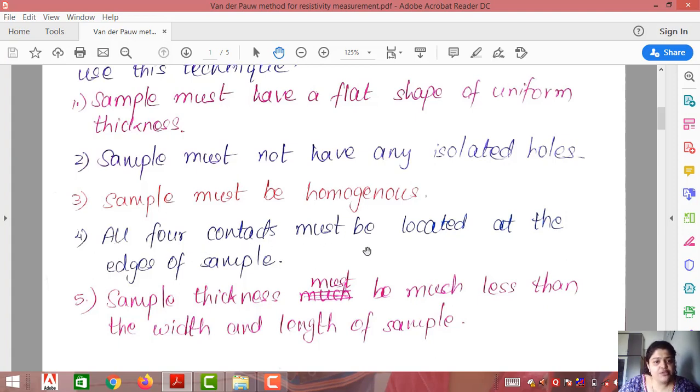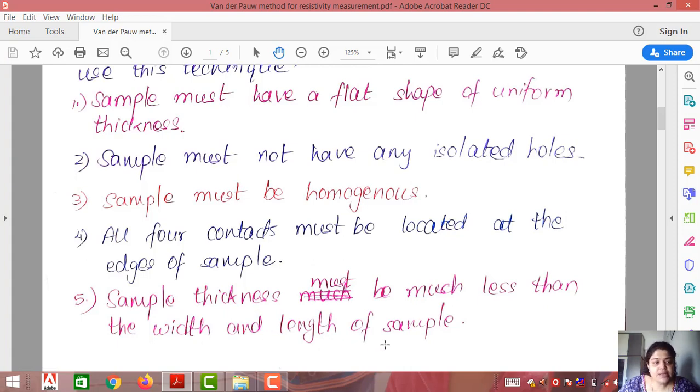Next, all four contacts must be located at the edges of the sample. Like we discussed in the 4-probe method, we use 4 different cables or 4 different contacts. All 4 contacts which are made should be at the edges only, not in the center or anywhere else. You can consider the corners or any surface of the side, any part of the edge. Sample thickness must be much less than the width and length of the sample.